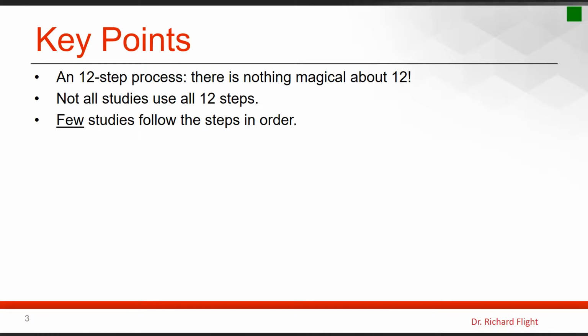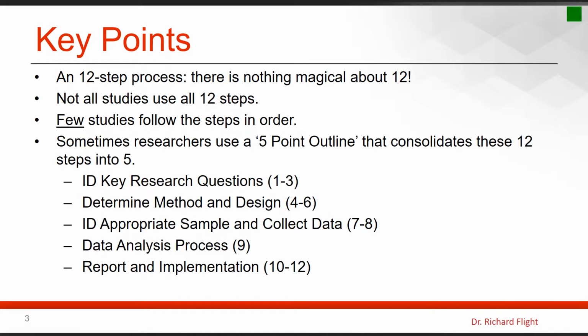Few studies indeed follow all the steps in precise order as well. Sometimes you work through a few of the steps in a research project and then you have to backtrack and do some over again, or you accelerate the process and you move through some steps very quickly. Sometimes researchers, again, use a 5-point outline or a shortened approach. That's perfectly fine to do as long as you understand that all of these 12 things are done. They're just subsumed into other research steps if we do that.